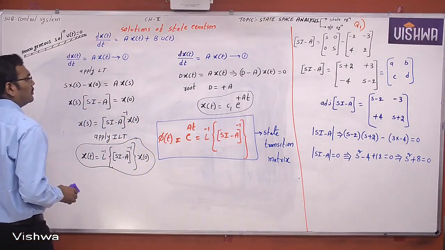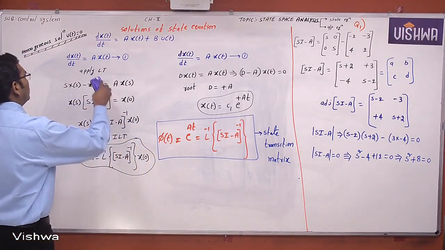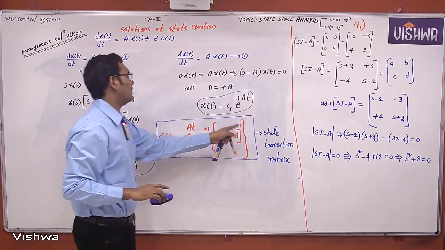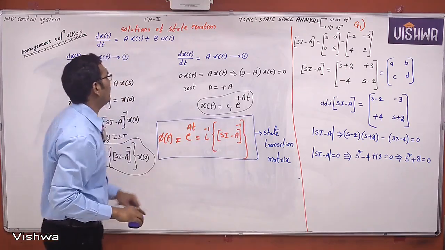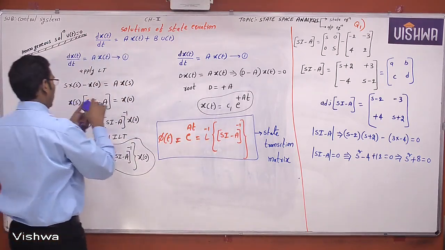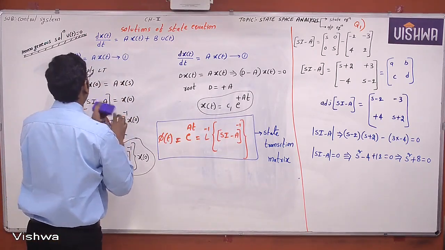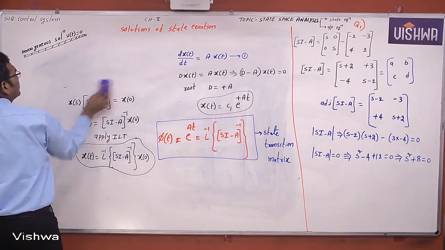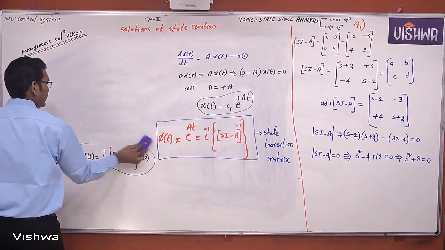Now this is the solution of the state equation under homogeneous condition, which is nothing but the state transition matrix. So one of the questions may be asking to find the state transition matrix. Then you just use that particular formula directly.